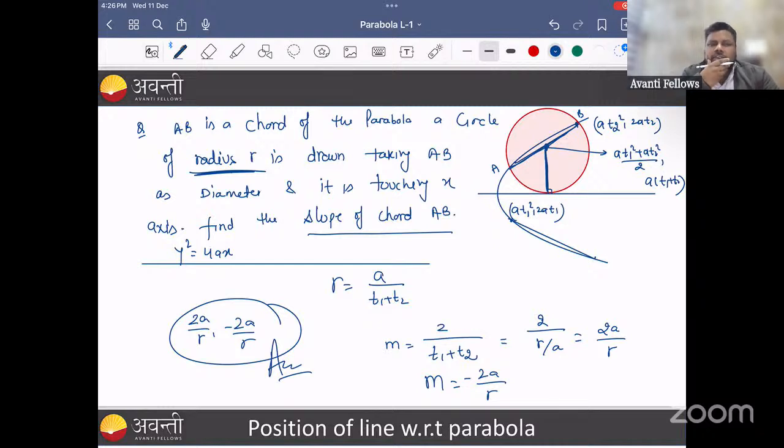So this is how we get the slope of this chord. This is a question from JEE Advanced 2014, I guess, 14 or 15.